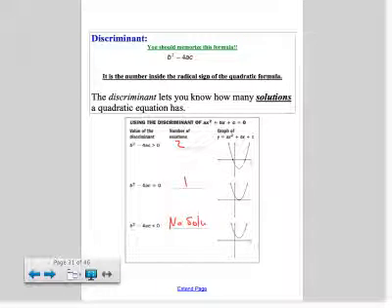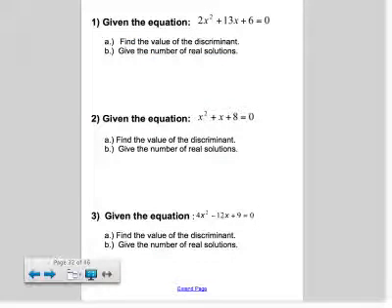Again, the advantage to doing this is that now you know before even solving a problem how many solutions you should have, and therefore you know if you're doing it right or if you're at least on the right track. There are 3 very basic examples here. I know on your notes I asked you to solve them as well, so I am going to continue to ask you to solve these in addition to what we're doing on the screen here.